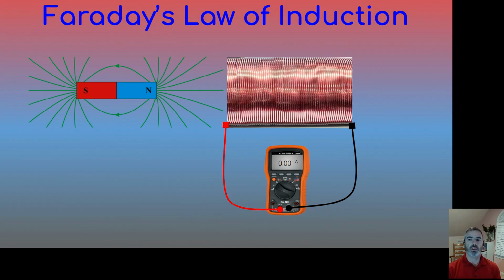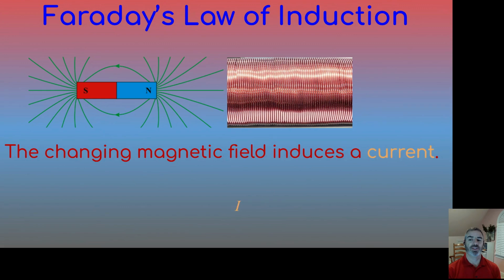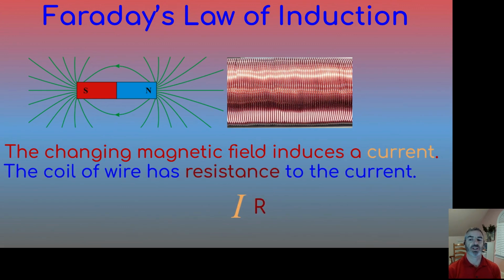So let's look a little bit further into what's going on and why this is happening. The change in magnetic field induces a current, and the coil has a resistance of R to the current, and I times R, that's Ohm's law, gives us the change in potential, or the EMF, and this is known as an induced EMF of the magnetic flux changing.